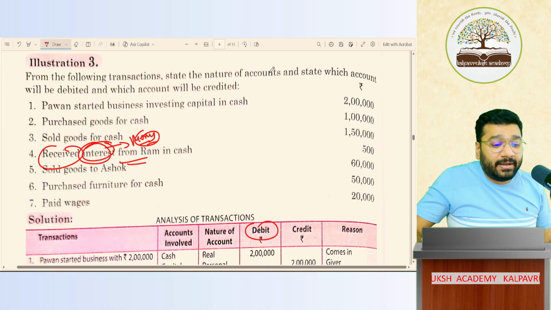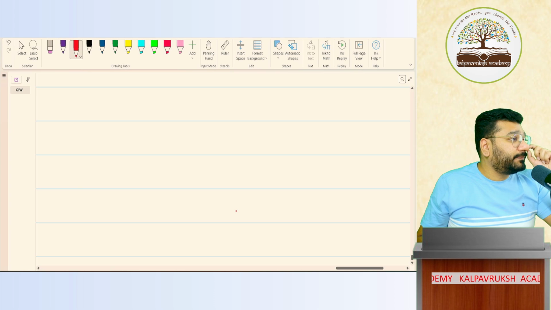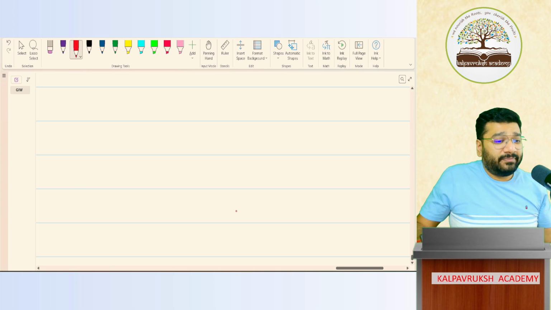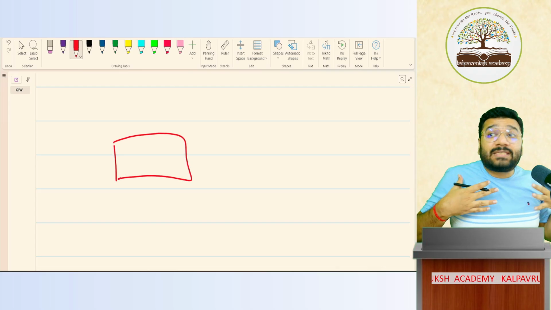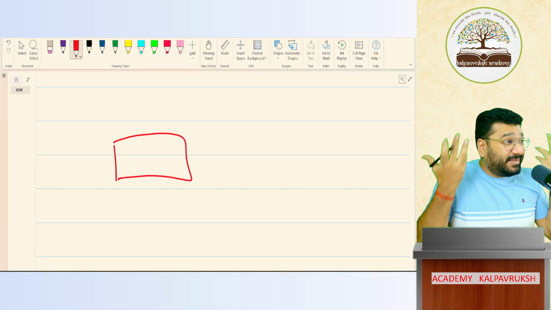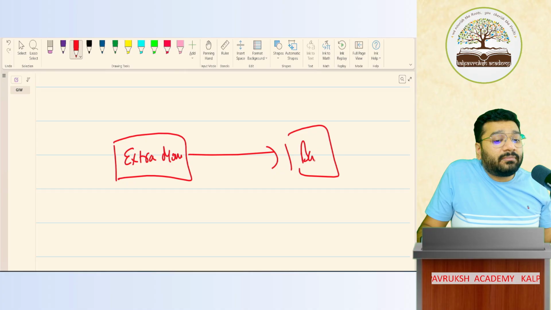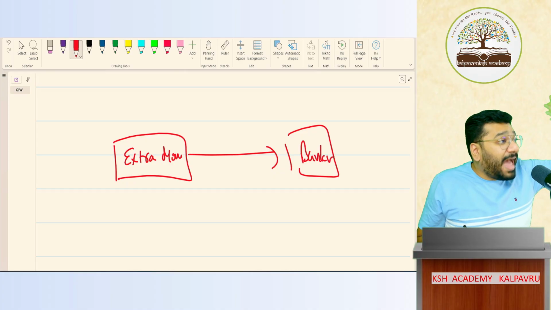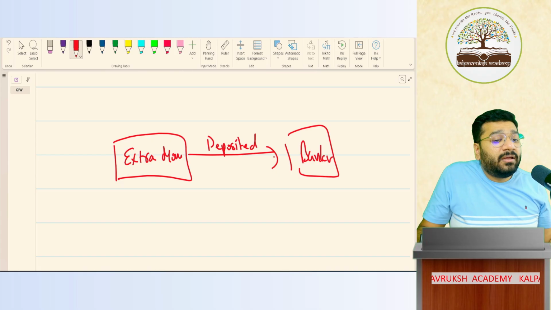Got it, not got it? Let me give a small example. All of you know the concept of fixed deposit? What does it mean? Fixed deposit means whatever surplus money I have, I don't know what to do with, extra money, I give it to the bank, HDFC Bank, Axis Bank, ICICI Bank. It is called extra money deposited by us with the banker.